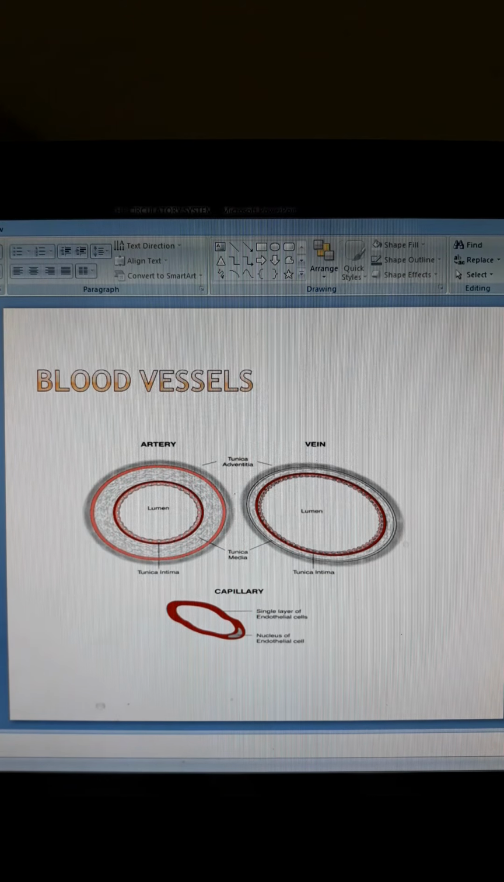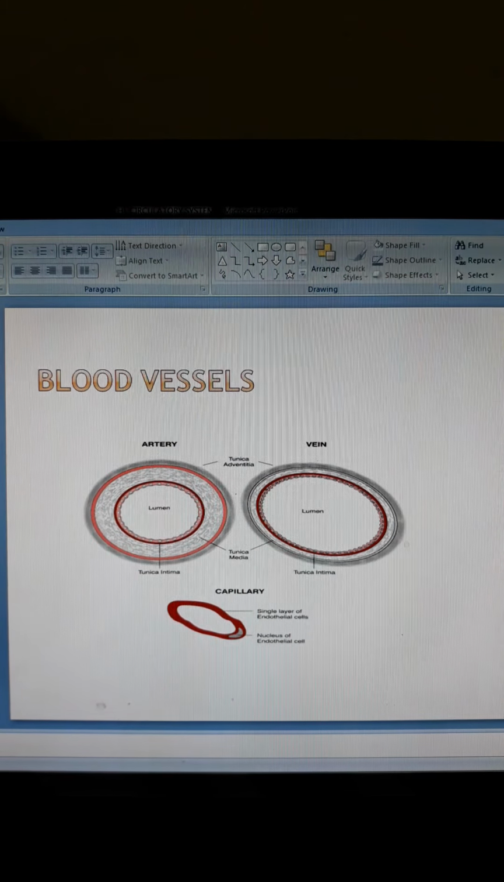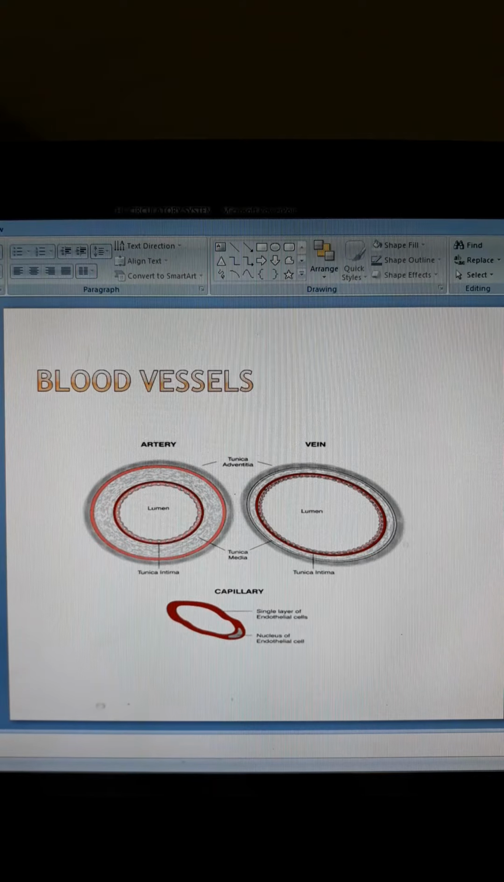Now, what is the function of the capillaries? The function of the capillary is that it helps in the diffusion of oxygen from blood to the body tissue. Then CO2 diffuses from the body tissues to the blood. Then nutrients diffuse from the blood to body tissue. All the metabolic waste diffuses from the tissues to the blood for elimination. So these are the various functions that the capillaries have.